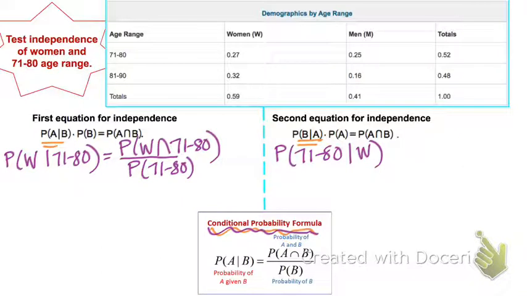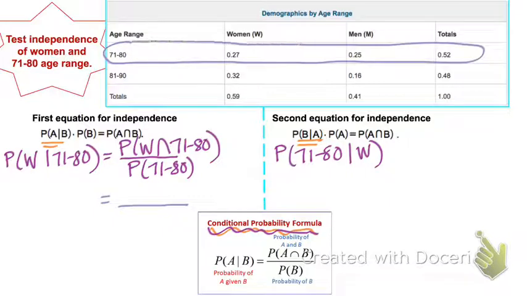So if we do the first one here to calculate this, the probability that you're 71 to 80, so we're just looking at this, so it's like given that you're 71 to 80, so we're just looking at that row, the probability that you're 71 to 80 is 0.52. And then if you're a woman and 71 to 80, that would be 0.27. So let's divide those two, and if you do, you get 0.519 or 0.52.